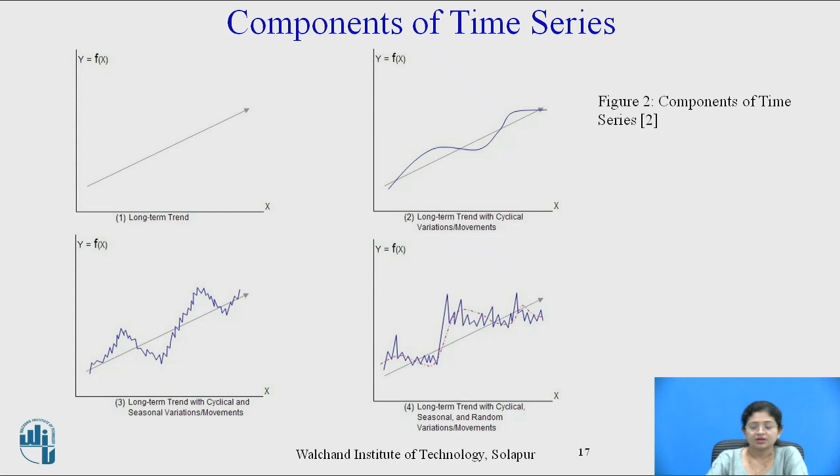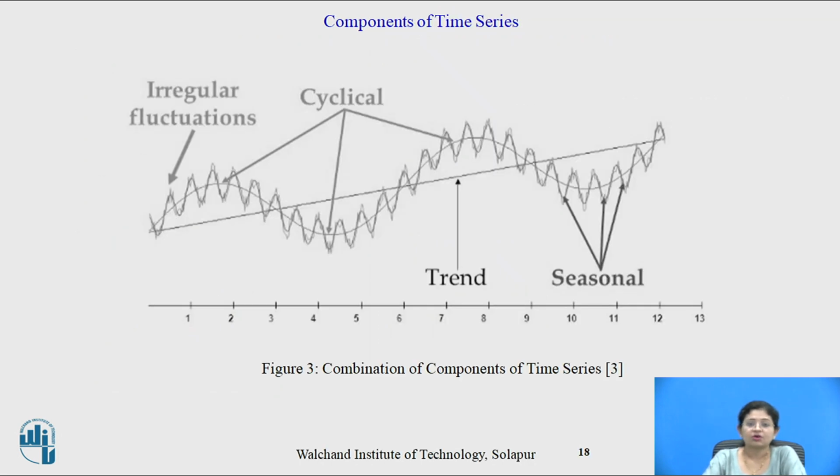Now in the next diagram, it shows the combination of the components of time series. So look at here, the long term trend is shown as a straight line, then the cyclical trend is shown by a curve, then the seasonal curve is shown like this fluctuating line, and the irregular fluctuations are also shown. So this is the time series analysis and time series components which are used to analyze the pattern or to identify the patterns which are used for future predictions.